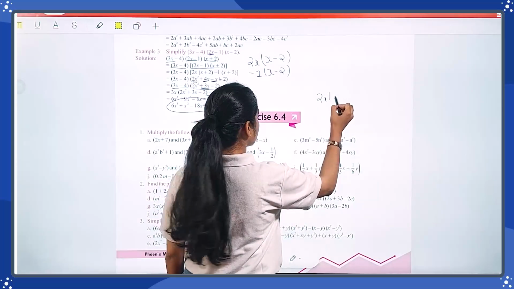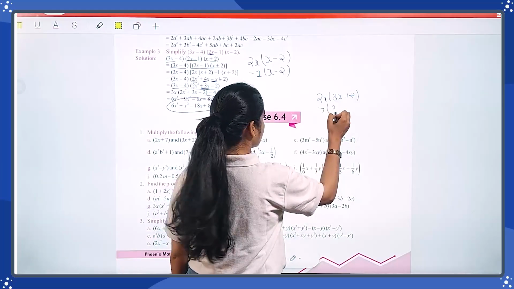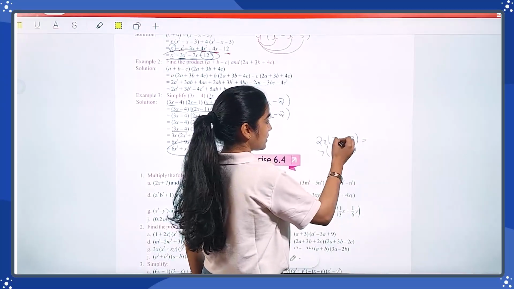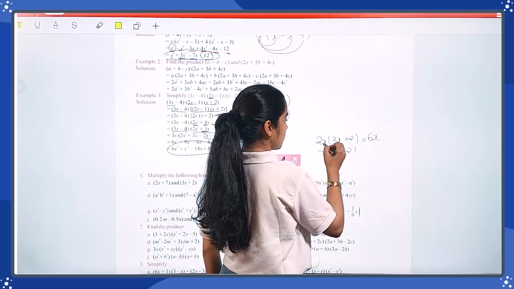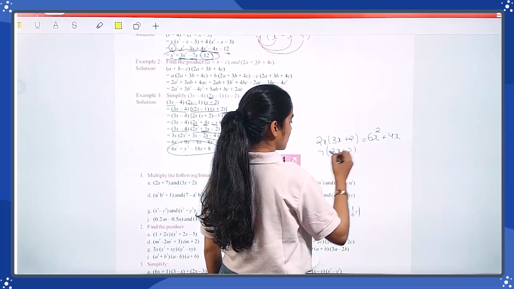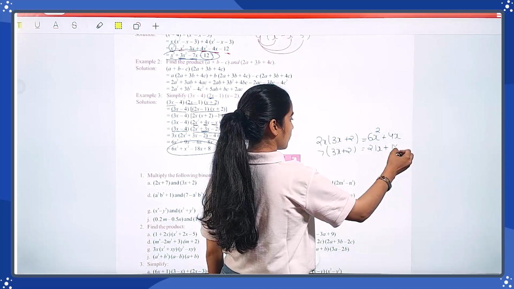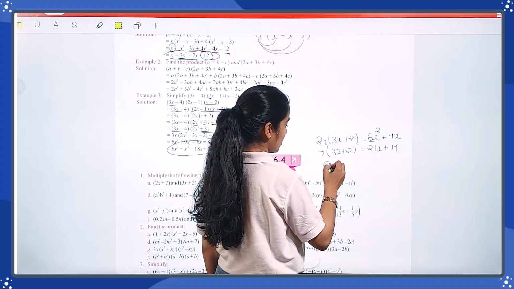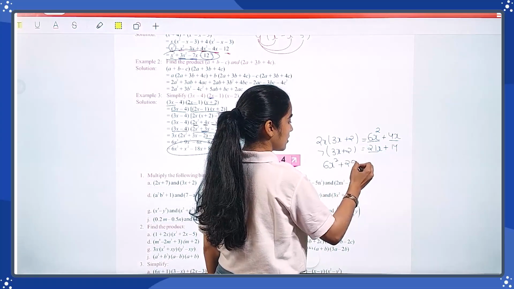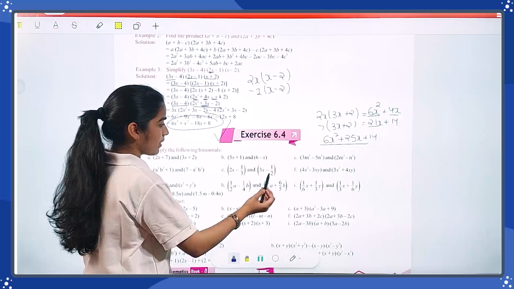2x plus 7, 3x plus 2. So our answer will be 2 multiplied by 3 is 6, x multiplied by x, that is x square, so 6x square, plus 2 multiplied by 2x is 4x, then 7 multiplied by 3 is 21x and 7 multiplied by 2 is 14. So 6x square is unlike, 21x and 4x are like, so 25x and 14. So this is your answer. Okay, so in same way you have to solve the rest of the questions.